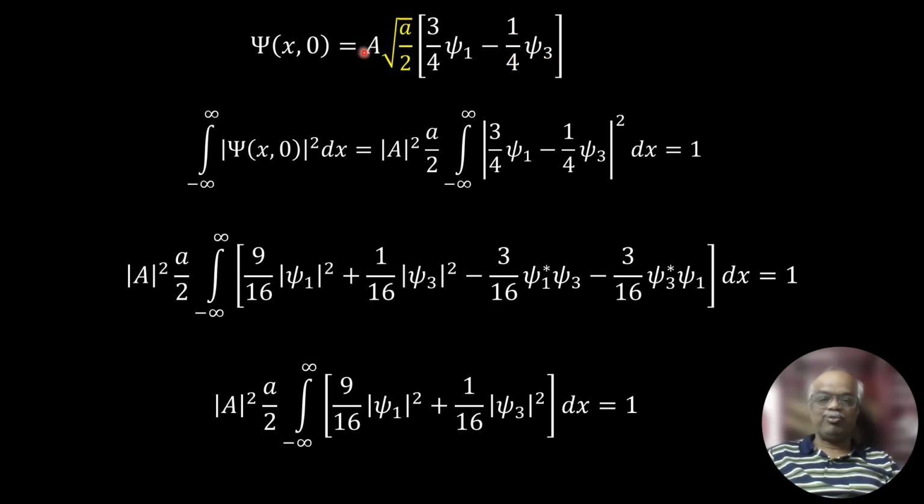Now to find the normalization constant, the integral between minus infinity and plus infinity of the modulus square of psi(x,0) must be equal to 1.